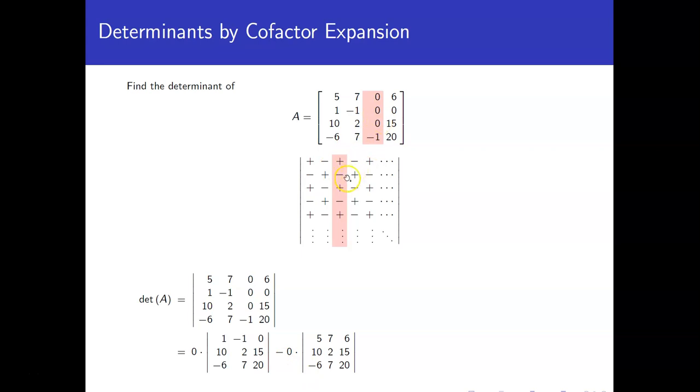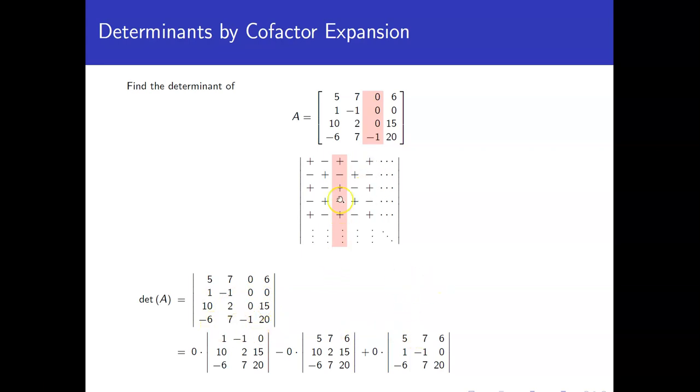The next 0 is a negative, so that's why I have -0. The minor associated with this is 5, 7, 6, because we have to eliminate this third column again. So 5, 7, 6, eliminate row 2, 10, 2, 15, -6, 7, 20. Third one is a positive. And then again, we eliminate row 3 and column 3. So 5, 7, 6, 1, -1, 0, -6, 7, 20.